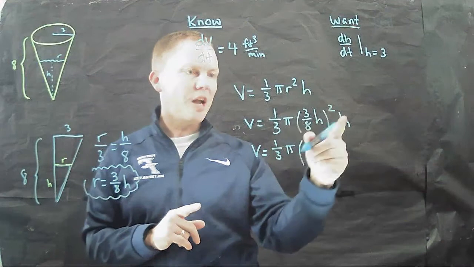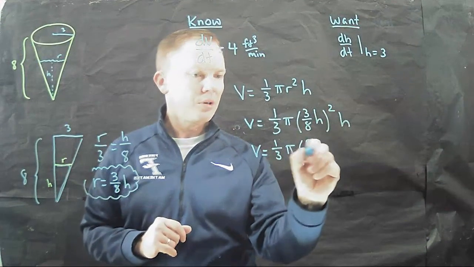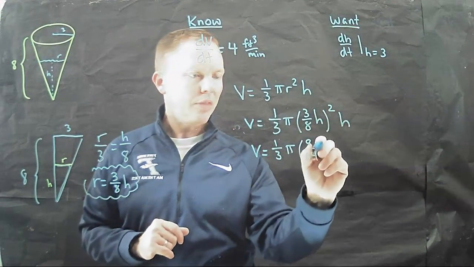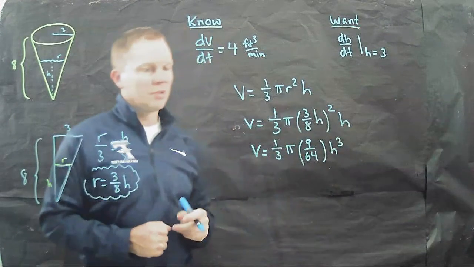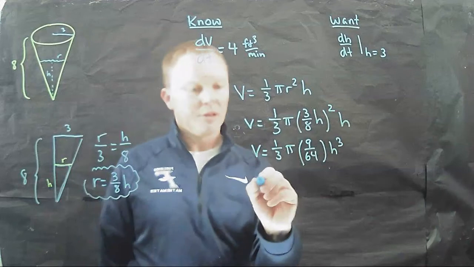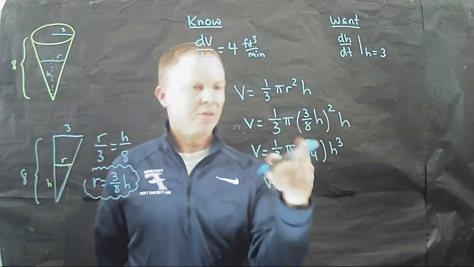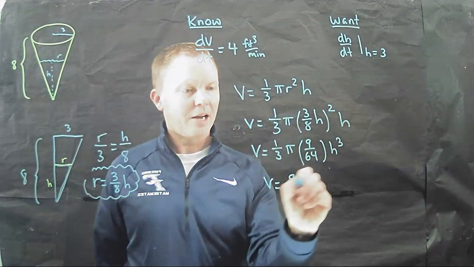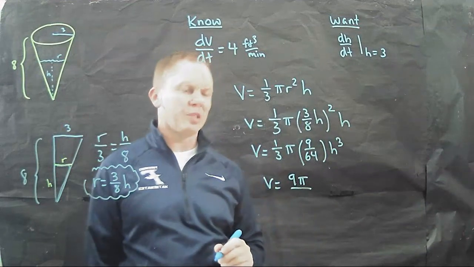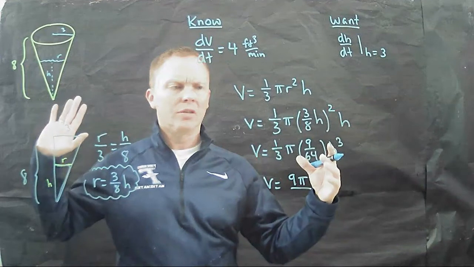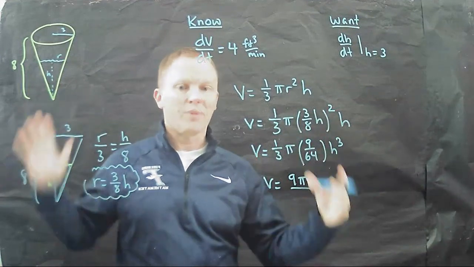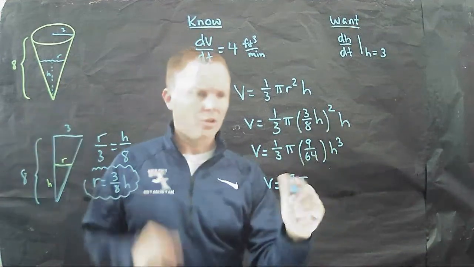3 squared is 9, 8 squared is 64. And then I'm going to just write that as H cubed, H squared times H. Okay? And if we really want to, we'll go ahead and say that's 9 pi over, 3 times 64. 3 times 60 is 180. 3 times 4 is 12. So 180 plus 12 is 192.